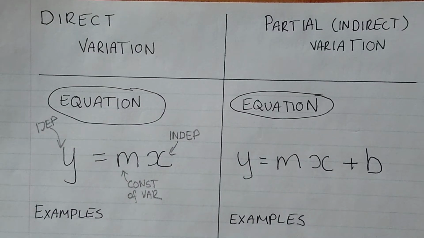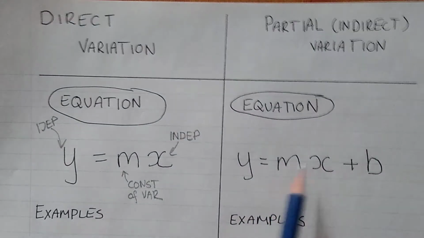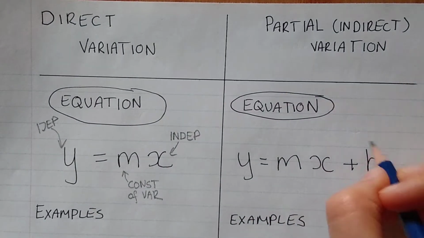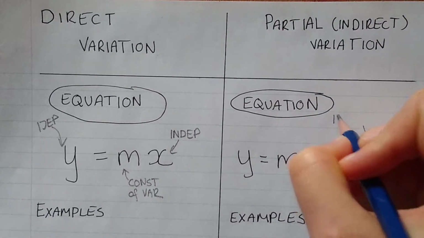When we have partial or indirect variation, y, m, and x are the same thing, but b is something called the initial value.